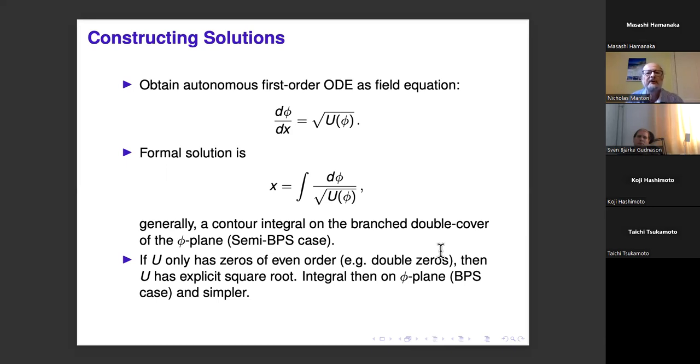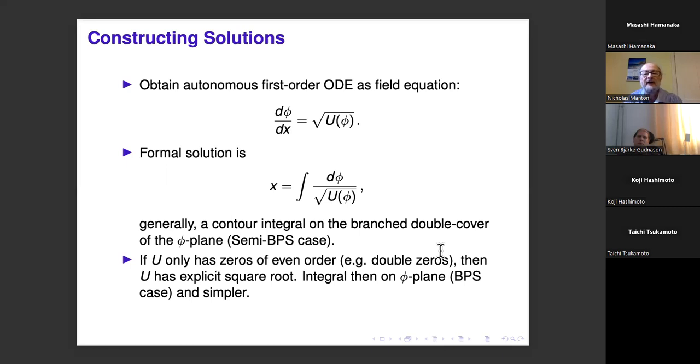But the thing about this first order equation is formally you can always integrate it. You just separate variables. You have dx on one side and d phi over root u on the other side, and you integrate. So x is the integral of d phi over the square root of u. And what that integral will be like depends very much on the shape of u.